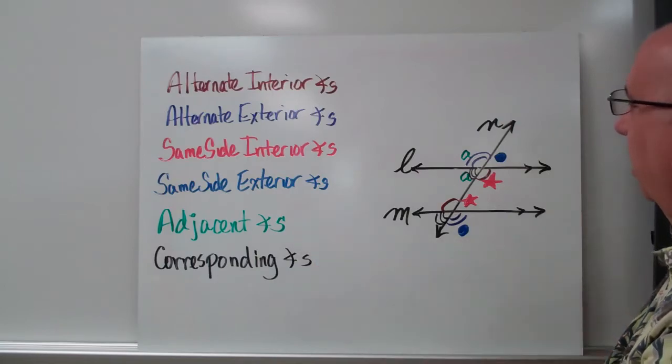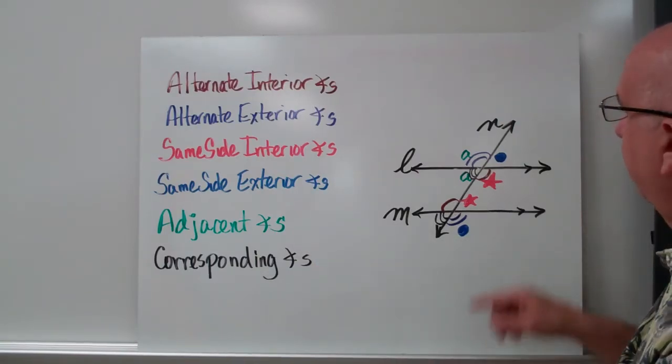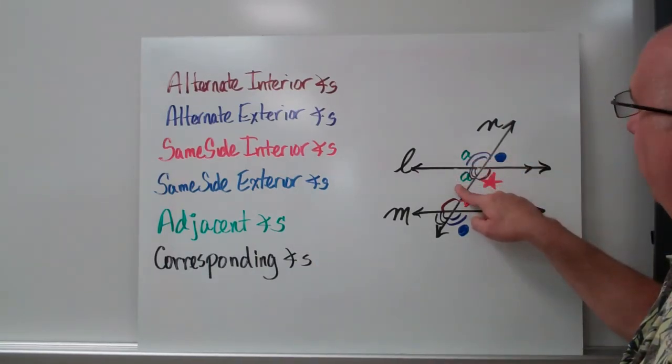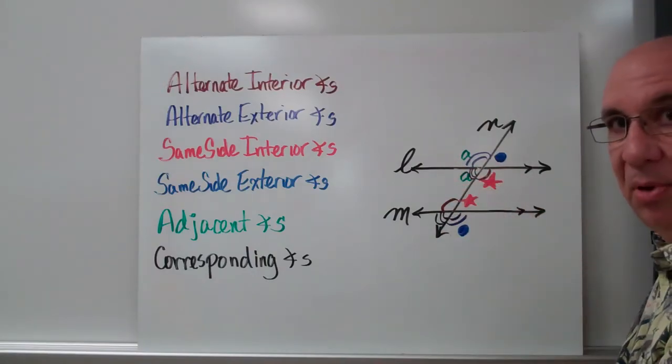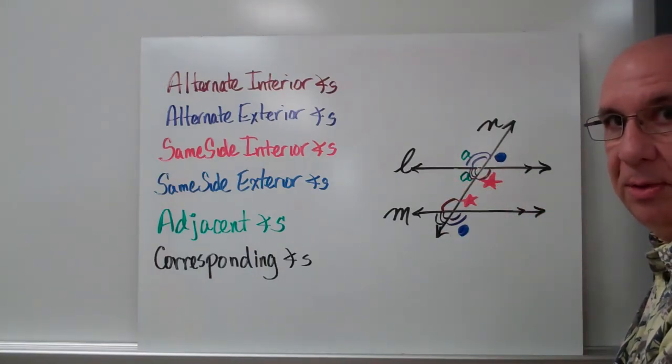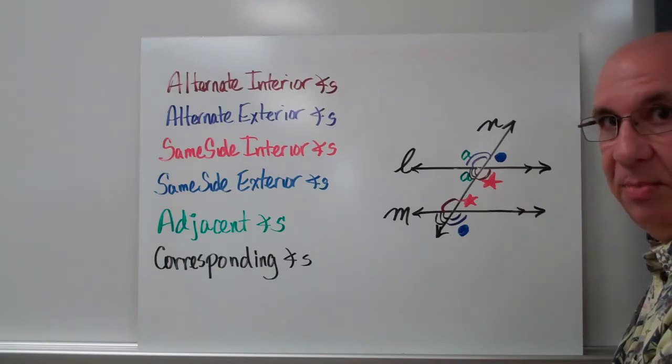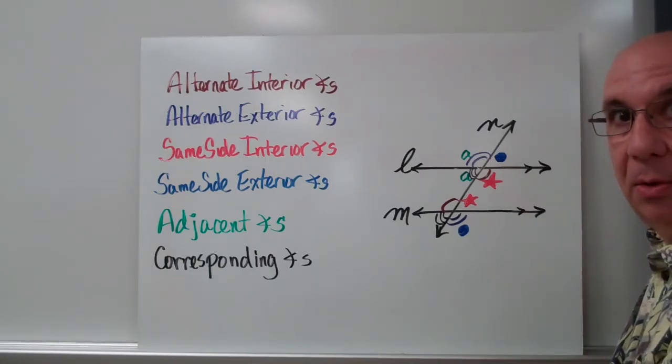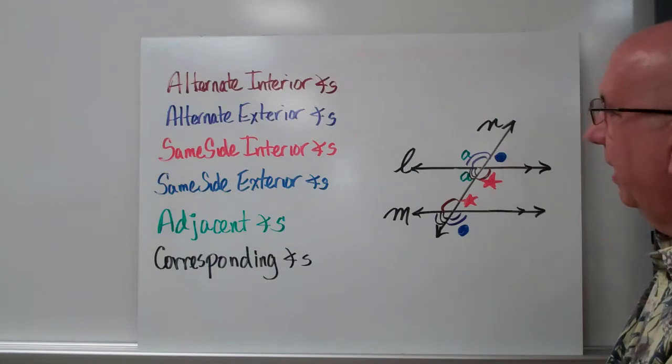Adjacent angles are two angles that are side by side. The two A's here in green are examples of adjacent angles. If we have parallel lines cut by a transversal, adjacent angles will always be supplementary.